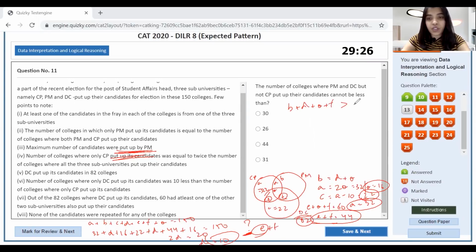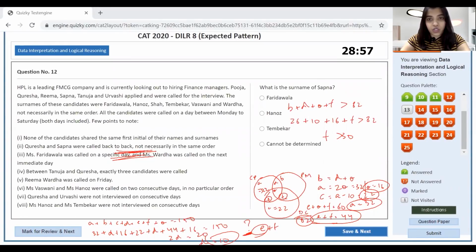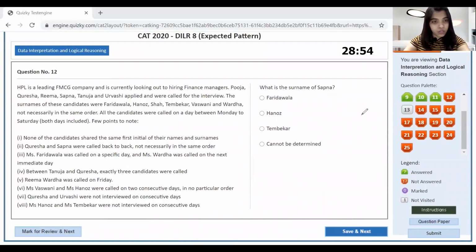DC is how much? 82. We know B is 26, plus D is 10, plus O is 16, plus F is greater than 82. F is what? Greater than 26, 36, 52, 30. Now here it's saying cannot be less than. So it has to be greater than 30, but not equal to. So it cannot be less than 31 because it can be equal to 31. So we're done with another one. Okay, let's move on to the next one for now.